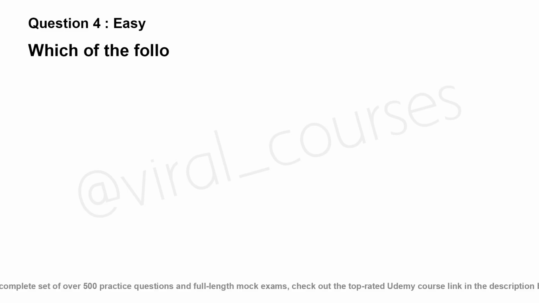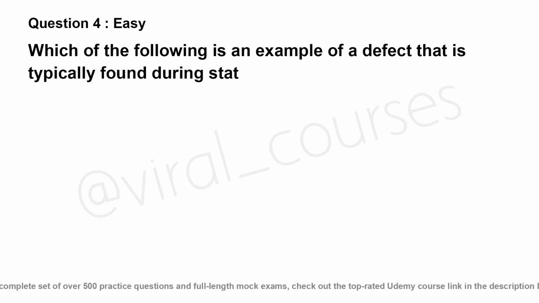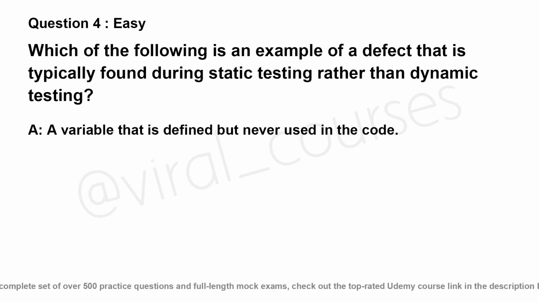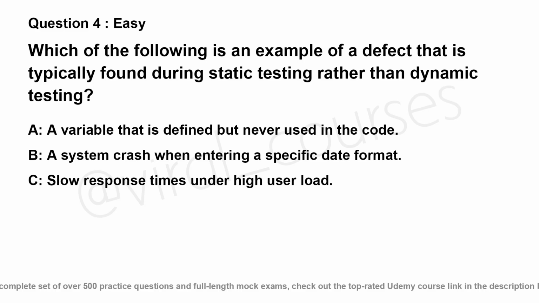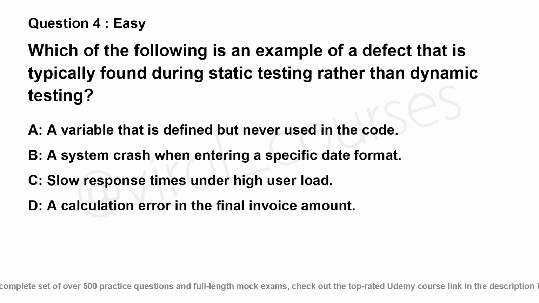Which of the following is an example of a defect that is typically found during static testing, rather than dynamic testing? Option A. A variable that is defined but never used in the code. Option B. A system crash when entering a specific date format. Option C. Slow response times under high user load. Option D. A calculation error in the final invoice amount.